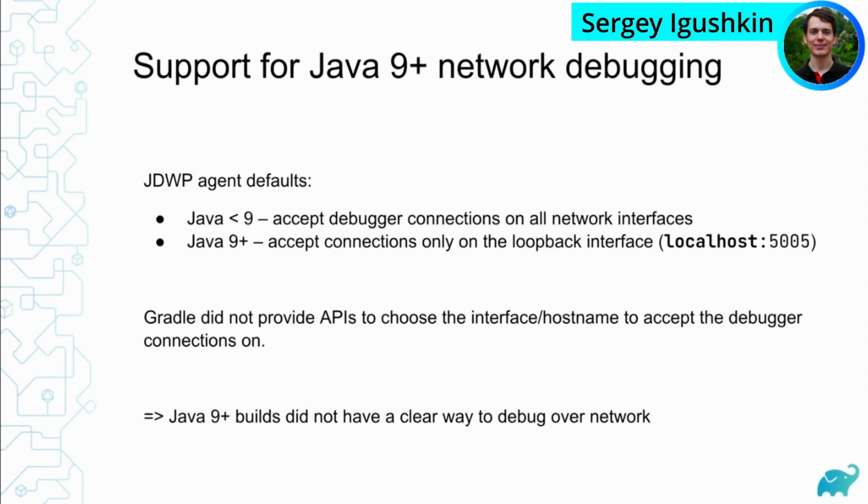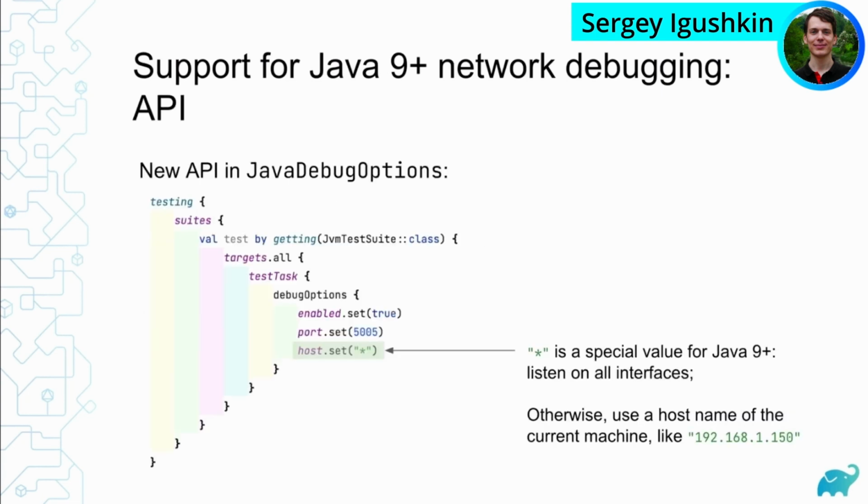The other change is a fix for lacking support for debugging over network with Java versions 9 and above. Now we have new APIs in Java debug options, and it's a host property which you can use to set the host name if you actually want to debug over the real network. In Java 9 and above, you can specify the host name special value, that is the asterisk, and it will make the JVM accept debugger connections over any of the network interfaces that you have. And if you don't want that, you can just use any of the host names that your machine has, and it will only accept connections on that interface.